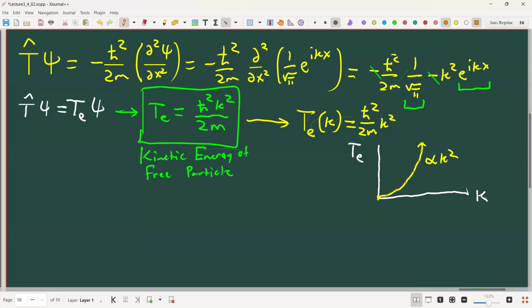A free particle can be any energy it wants. That should make sense to you. You throw it, it's just like a ball. You can throw a ball at any initial momentum or any initial energy you want. So the kinetic energy of this free particle isn't any different. So k can be any value.